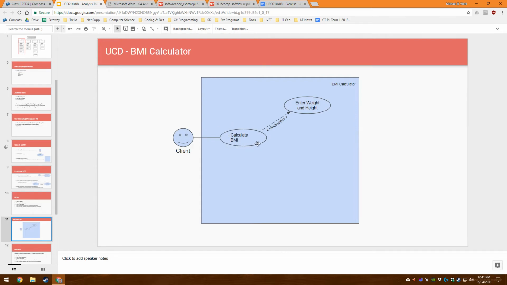So calculate BMI, we can only do that. It includes entering the weight and the height. Okay, that's how you read that. The user can calculate the BMI, but it includes them entering the weight and height first. That's how you read it.